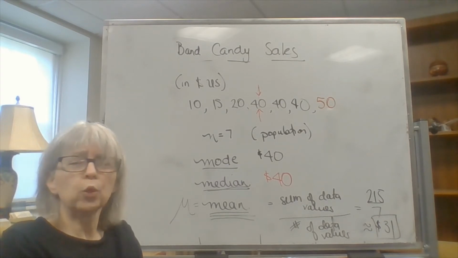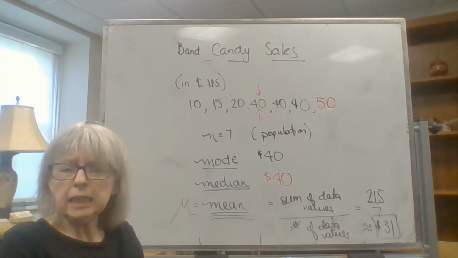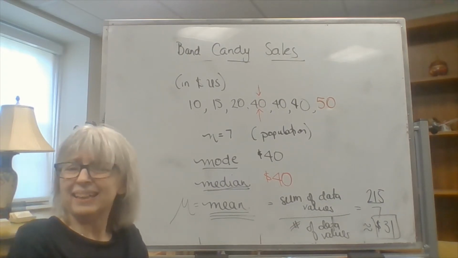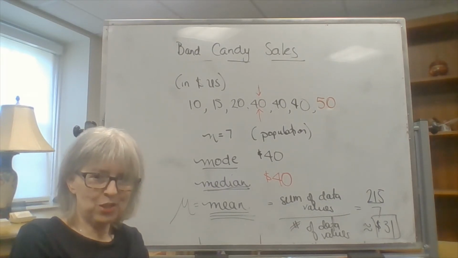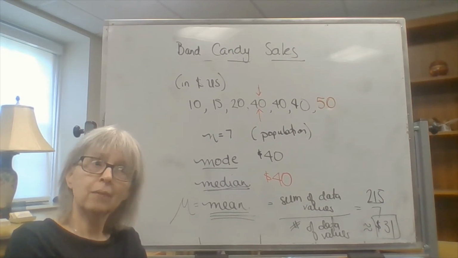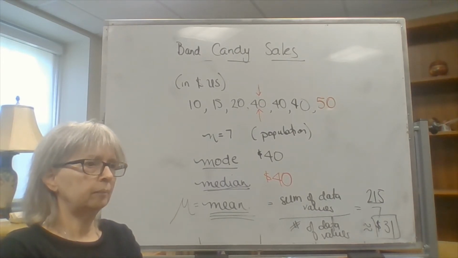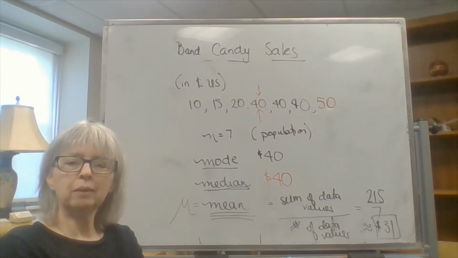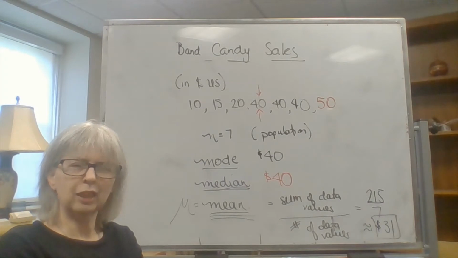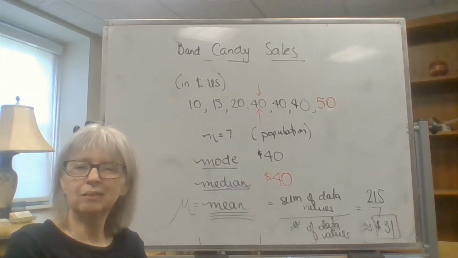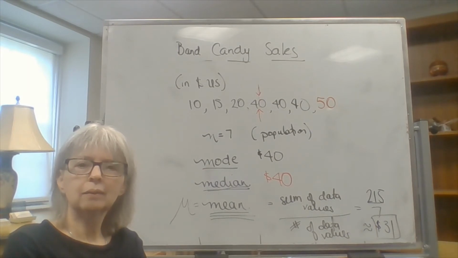I can see a really good argument for median. And mean, oh dang, it's $31. It doesn't sound as good as either of the 40s, does it? So if I want to report average, one of the 40s sounds better for me as the band director than 31 does. Plus, nobody actually sold $31 worth of candy.